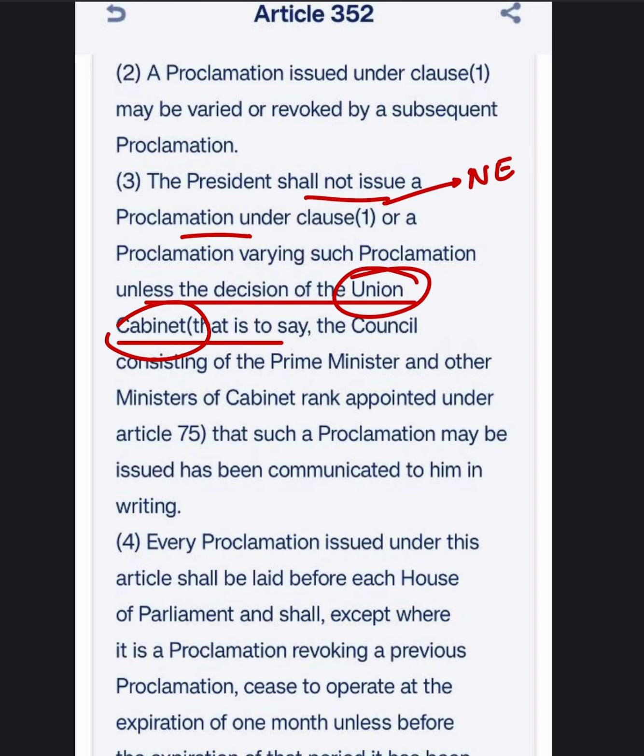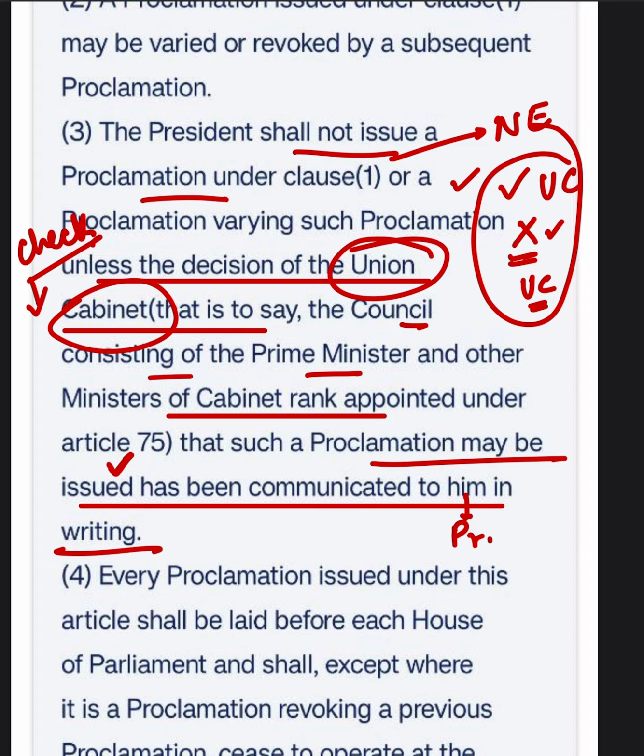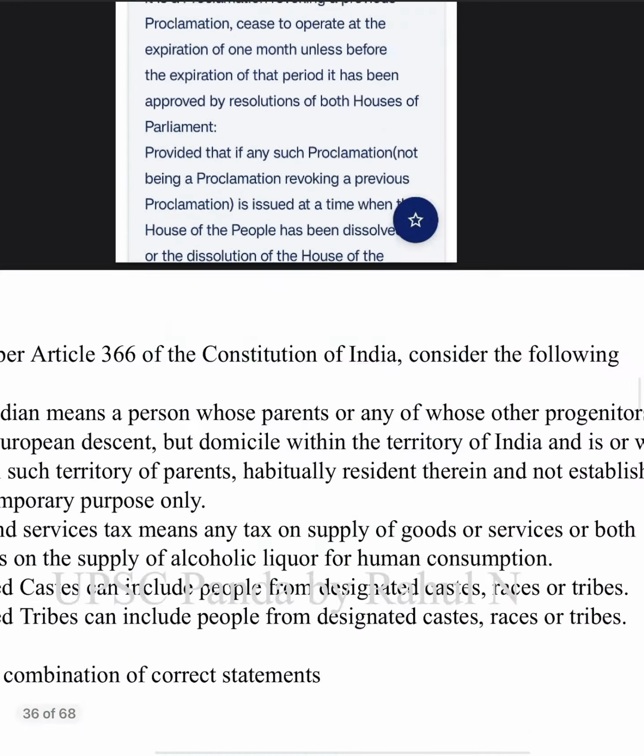And whether the word Union Cabinet is just mentioned or it has been defined? Yes, it has been defined. That is to say, the council consisting of the Prime Minister and other ministers of cabinet rank appointed under Article 75. So these three things you must be clear about: the Union Cabinet word is there, not in the original Constitution, added by the 44th Amendment Act, and the Union Cabinet is also defined in the Constitution. With that understanding, let us move to the next question.